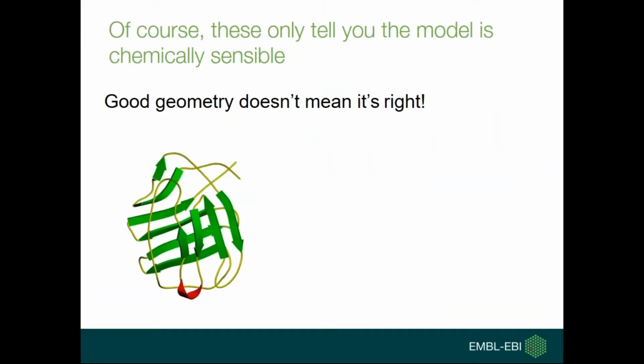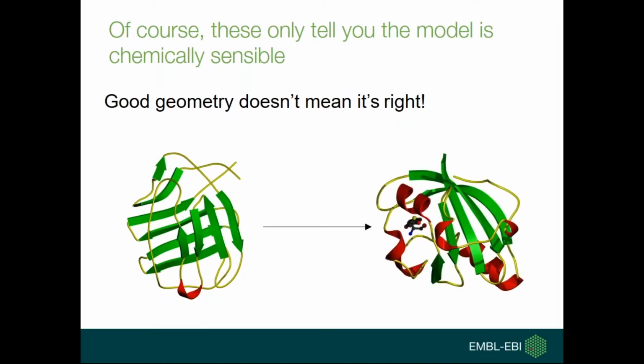Of course, good geometry doesn't have to mean it's right. And I see lots of people doing homology modeling that assess the geometry of their model, and the geometry is fine, so they conclude that their homology model is correct. Good geometry tells you that your model is chemically sensible. So this model here on the left might be perfectly chemically sensible. But if the protein actually looks like that, then it's completely wrong. So this is a trap that's commonly fallen into and you should avoid. Good geometry just means chemical sensibility, and it doesn't mean right.